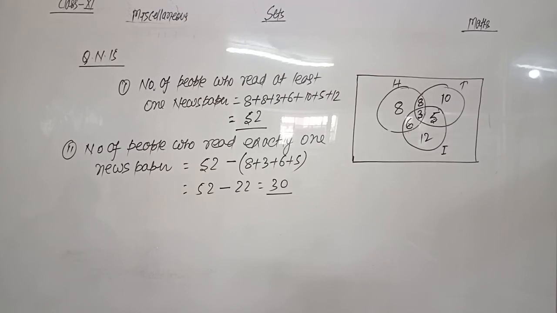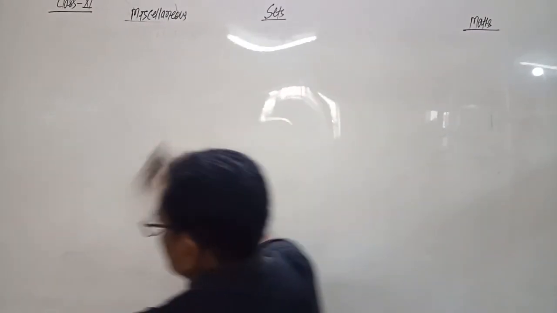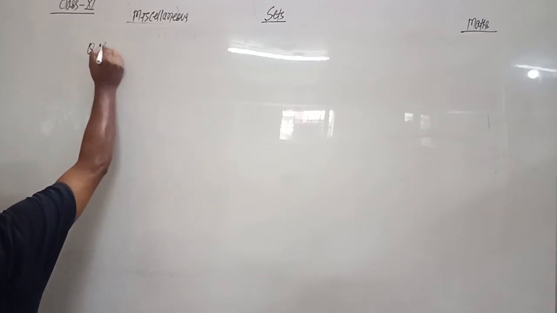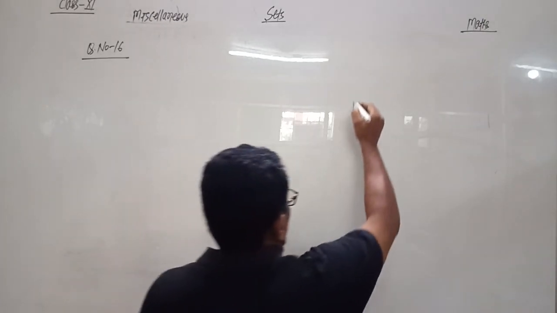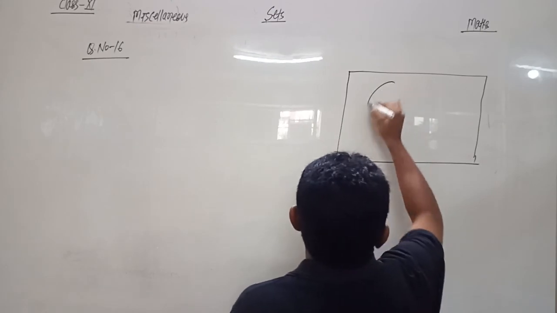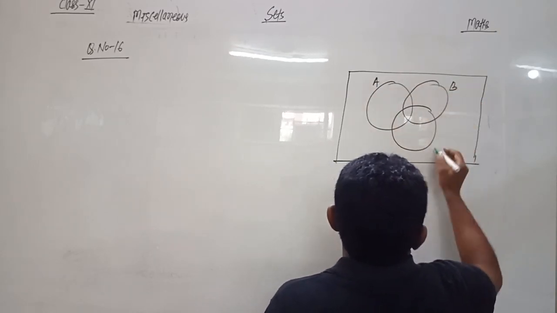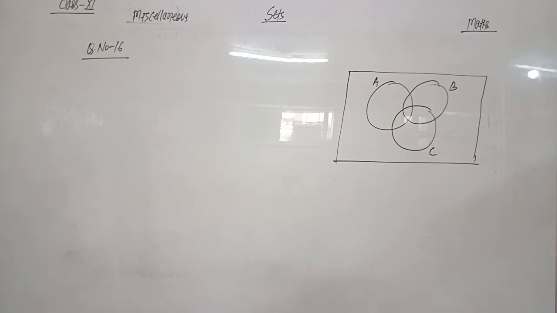Now question number 16. It is given that in a survey it was found that 21 people like product A. There are three products A, B and C. 21 people like product A, 26 like B and 29 like product C.